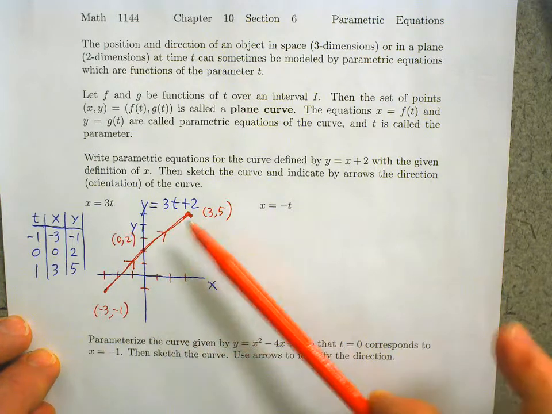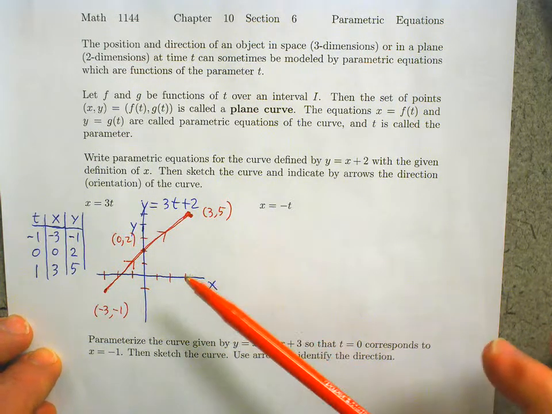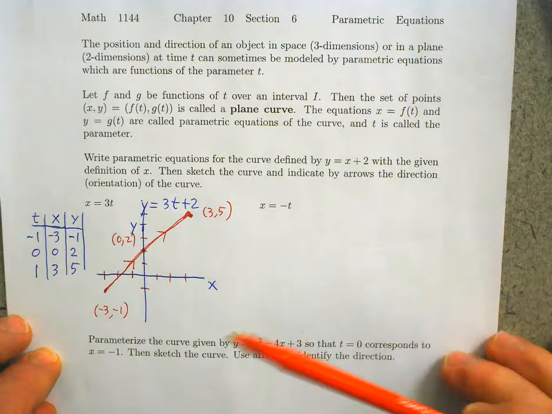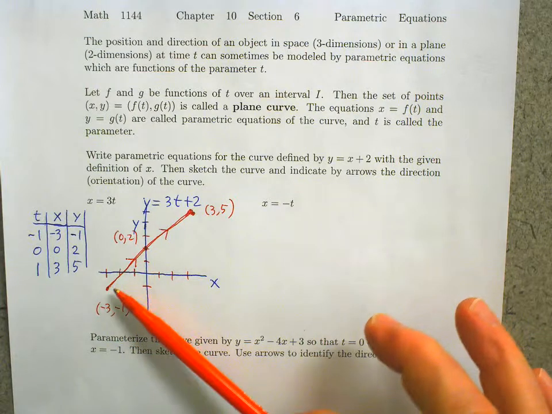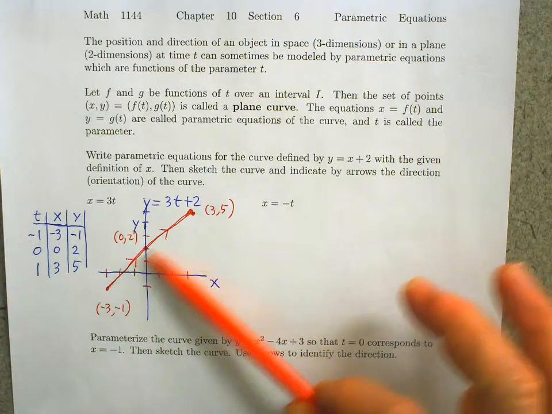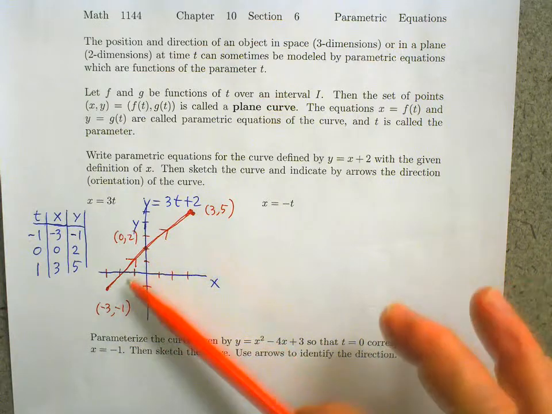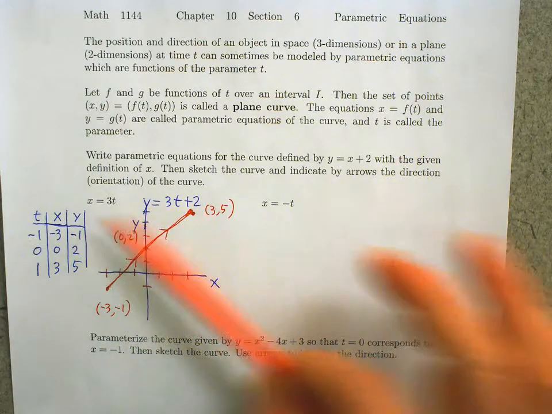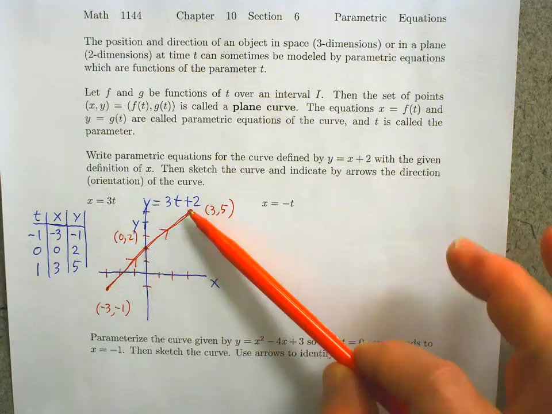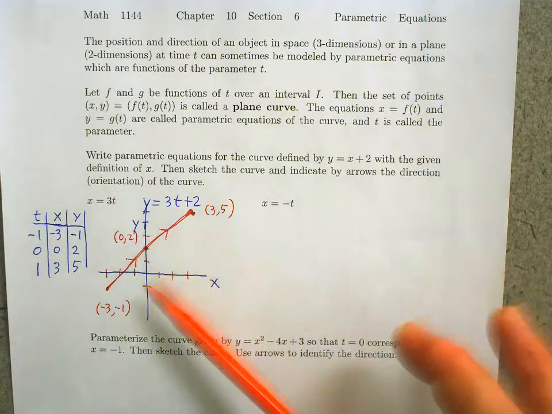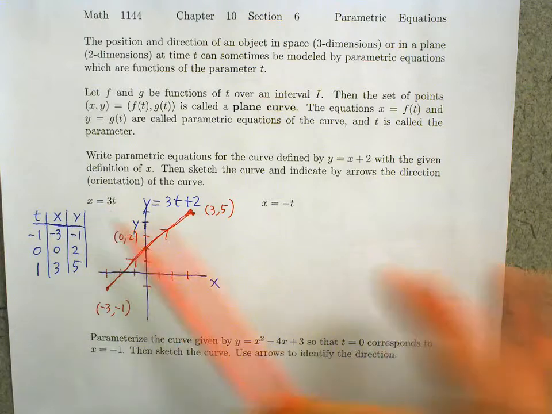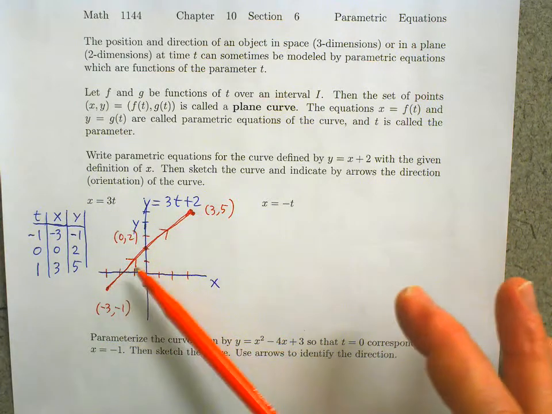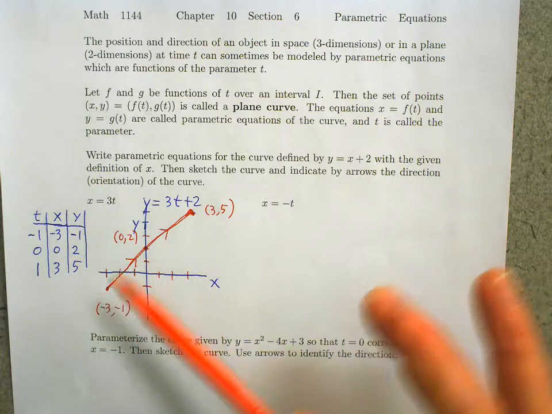Well, being able to parameterize a curve like this is useful in such subjects as physics. If you're tracking a particle that's moving along a straight line, then you can indicate by a parameterization what the direction of that particle is along the line. You can also, by the way that you parameterize it, indicate what the speed of the particle is.